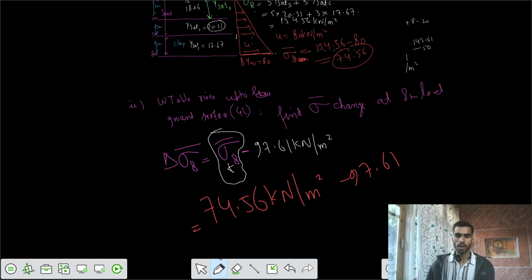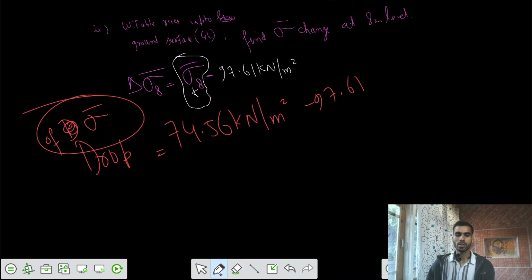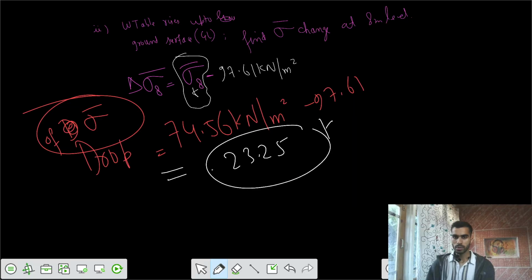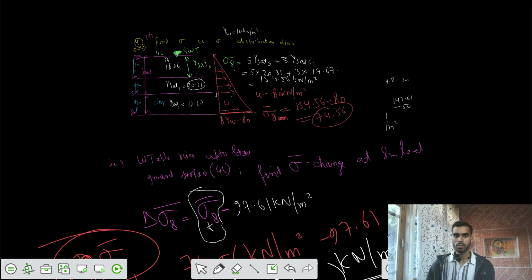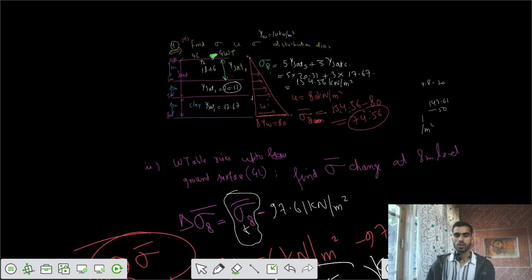74.56 kilonewton per meter square, minus the initial value of 97.61. So there is a drop of effective stress. A drop of effective stress by how much? Difference of the two, approximately 23.25 kilonewton per meter square. This much of the effective stress has decreased because the water table has risen to the ground level.